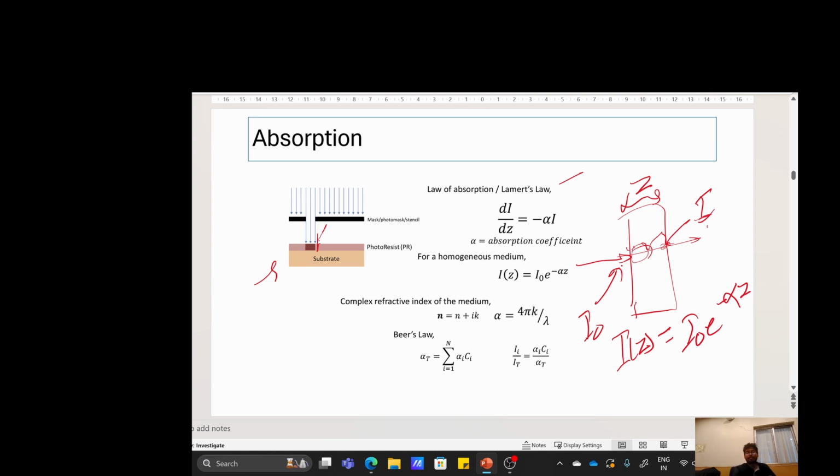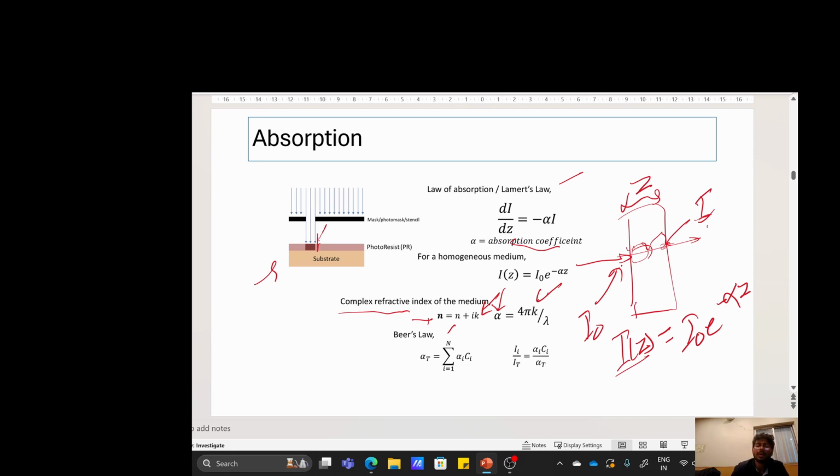Now in this one, what we will see is that alpha is the absorption coefficient, which depends on the material. What is the absorption coefficient? It is how much light the material can absorb. And the complex refractive index is given by n plus ik, and alpha depends on this k for the various wavelengths.